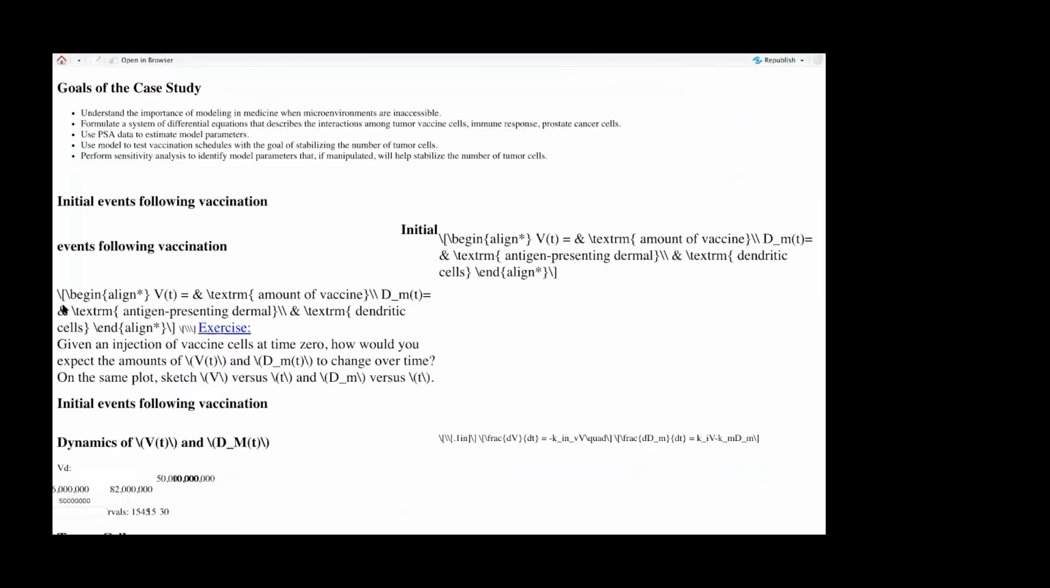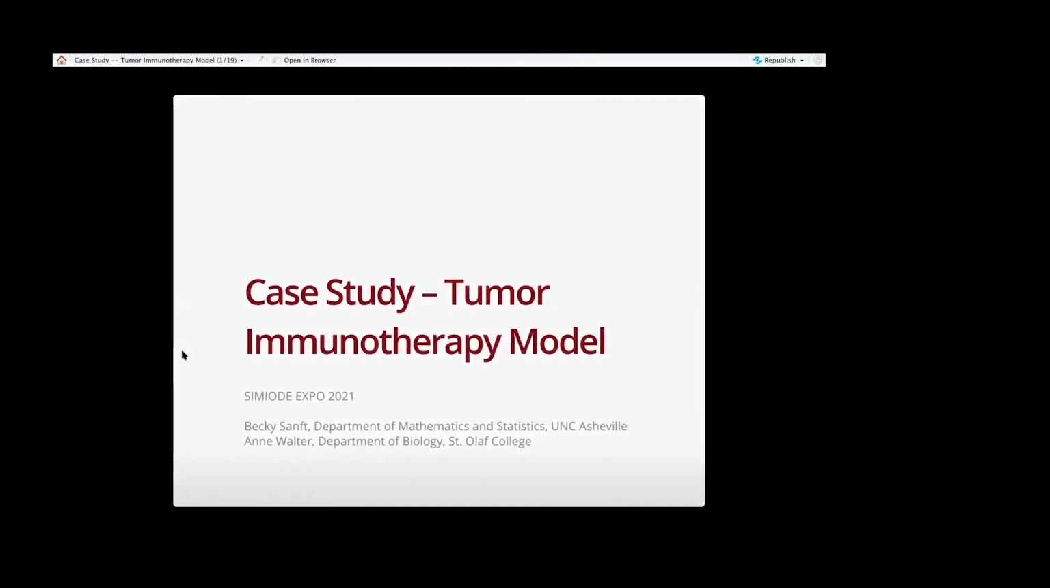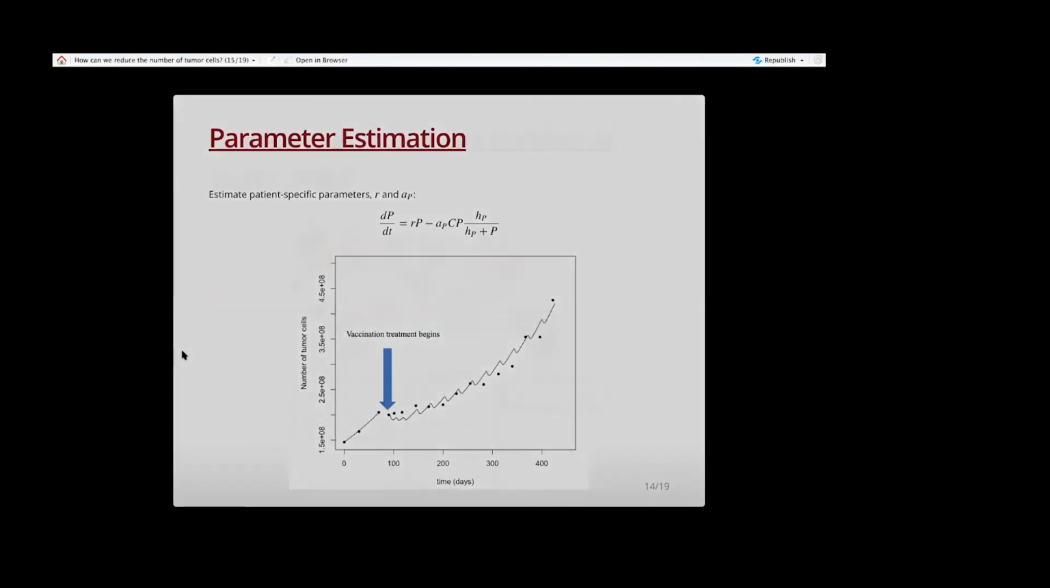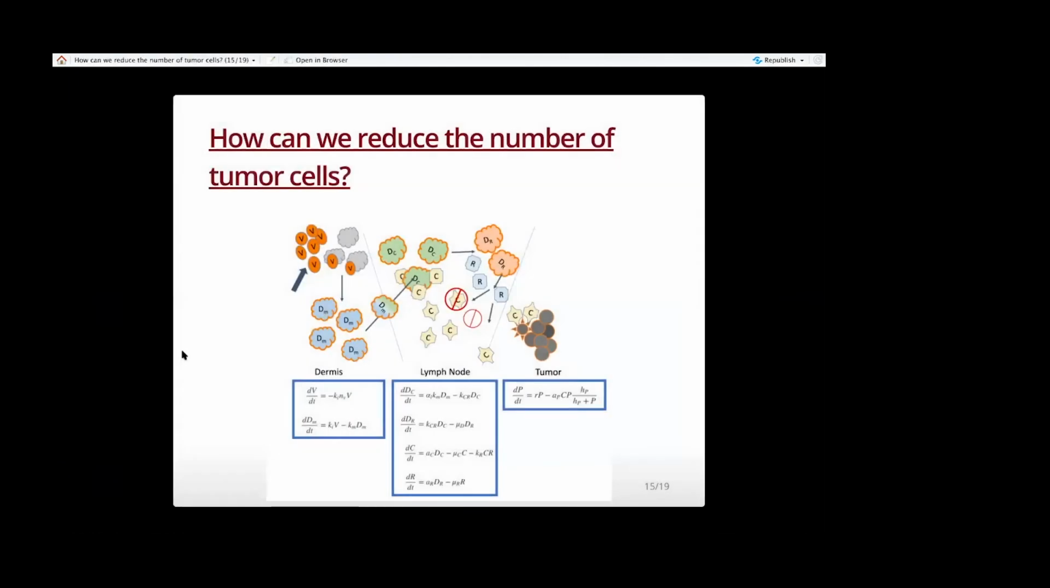So it looks like we have three different areas. And in each area, we have a system of differential equations. Like in the lymph node, for example, the one in the middle, there are 4 differential equations. Is there a link between these 3 systems? Individually, I see V and dm in the first system. In the middle one, I see the 4 functions of t. And in the third one, I see p of t.